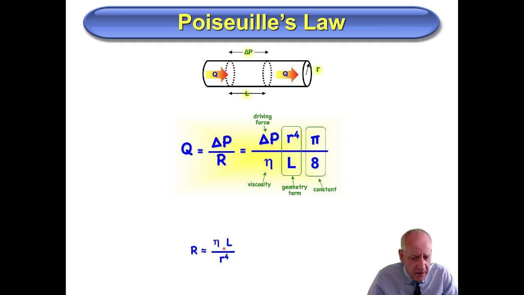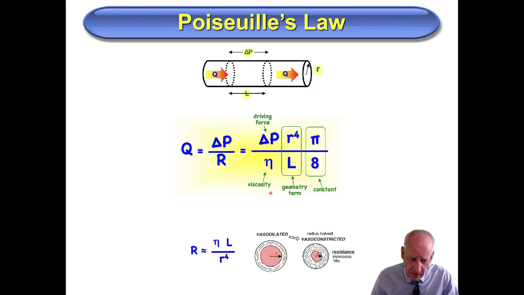The resistance would increase if the fluid were more viscous, or if the tube were longer, and it would decrease if the tube were wider. So by far the most influential factor in determining the resistance of a tube is the radius, because it's to the fourth power. So remember that arterioles have a small radius, and this radius can be altered by constriction of their smooth muscle coat under the influence of the sympathetic vasoconstrictor fibers.